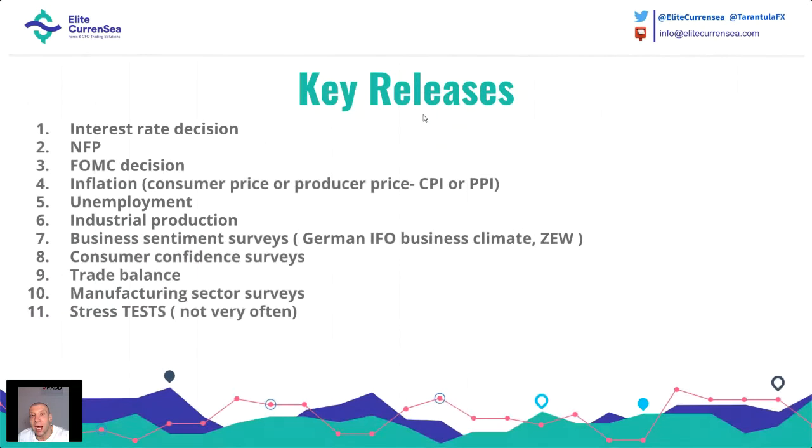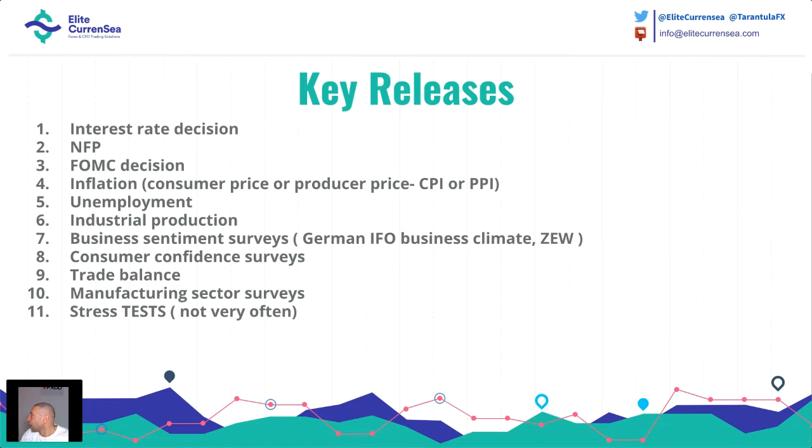Now, which are the key releases? Those are interest rate decisions, NFP, FOMC decision, inflation, which is called consumer price or producer price, CPI or PPI. Then we have unemployment news, industrial production, business sentiment surveys, consumer confidence surveys, and trade balance. Other than that, manufacturing sector surveys and stress tests, which don't happen very often.